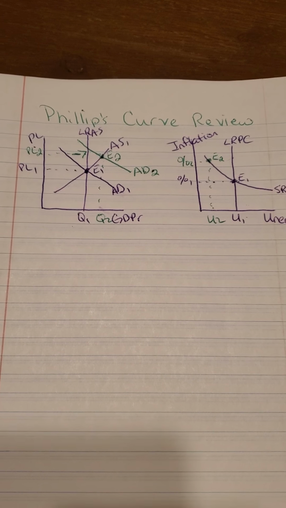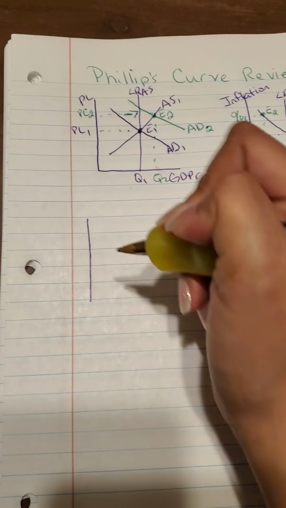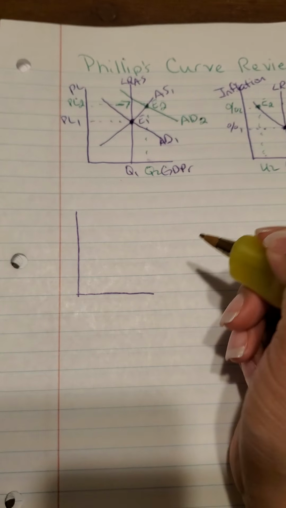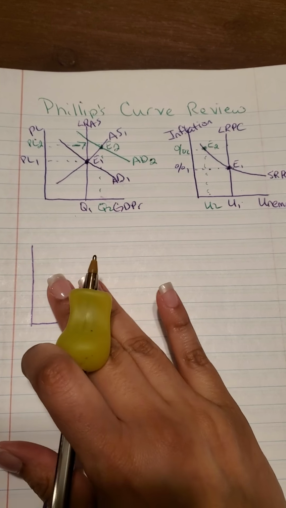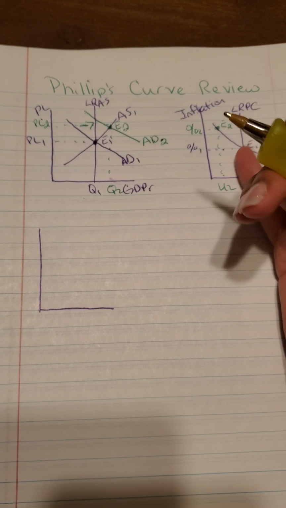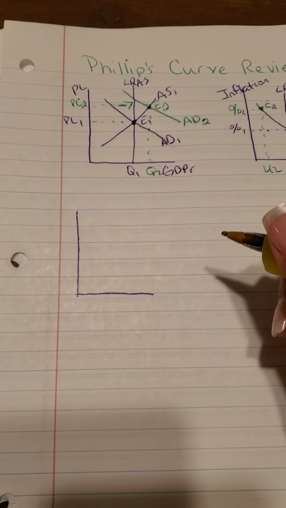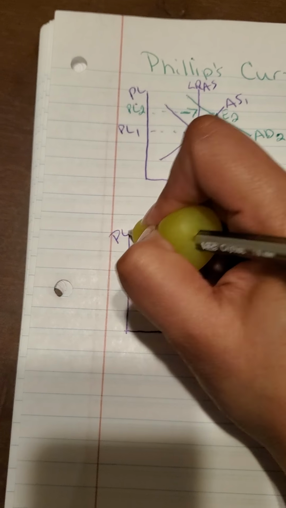Okay, let's try another one. On an exam, if they ask you to draw the Phillips curve and they say nothing about aggregate demand, they're not going to take off points if you draw the aggregate demand curve to help you figure out what's going on with your Phillips curve. I would do it just to make sure you're doing everything correctly.